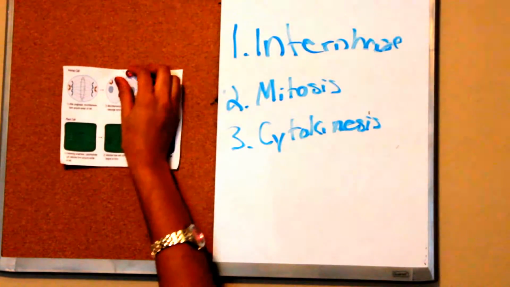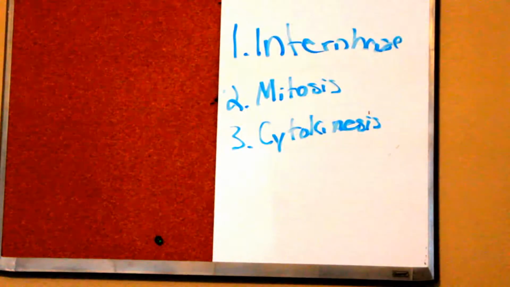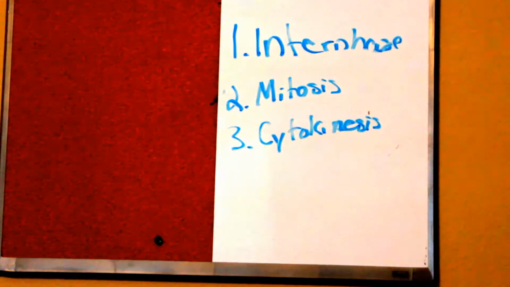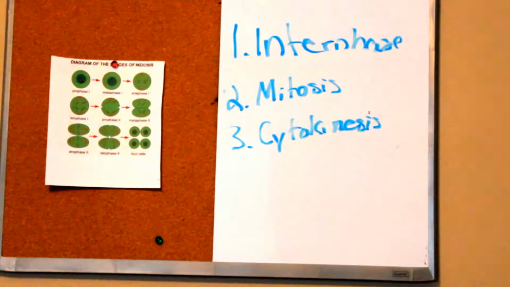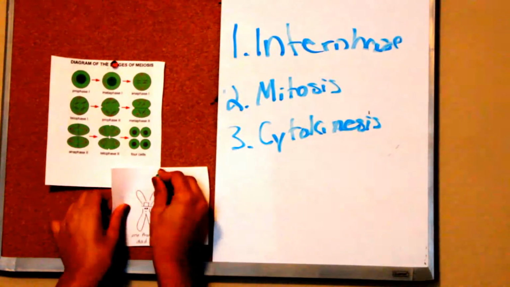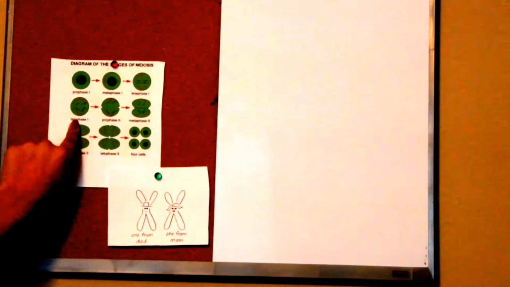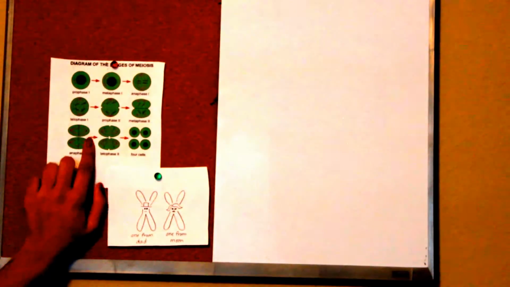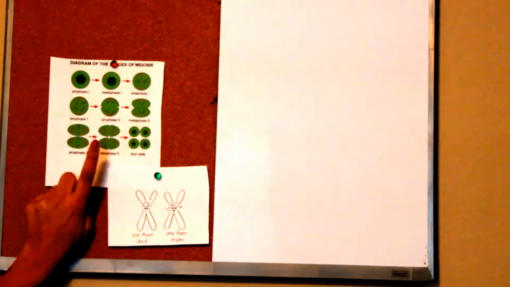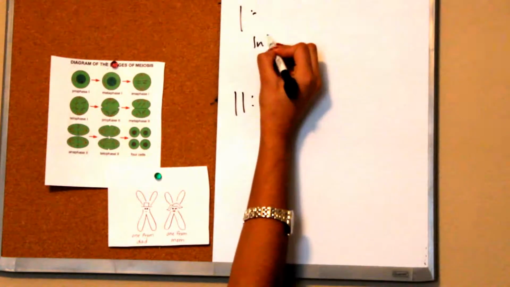Alright, let's move on to meiosis. Meiosis has two cell cycles in it. The first cell cycle is composed of interphase 1, prophase 1, metaphase 1, anaphase 1, and telophase 1. The second cell cycle in meiosis is composed of no interphase, but it has prophase 2, metaphase 2, anaphase 2, telophase 2.